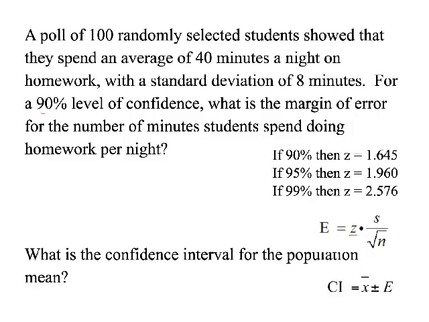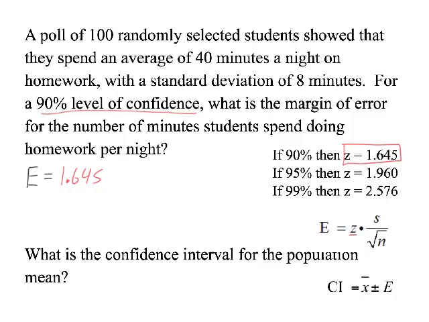Well, the Z was here for a 90% level of confidence. That would be this number right here. So to do this problem, we have E is equal to, and our Z is 1.645.